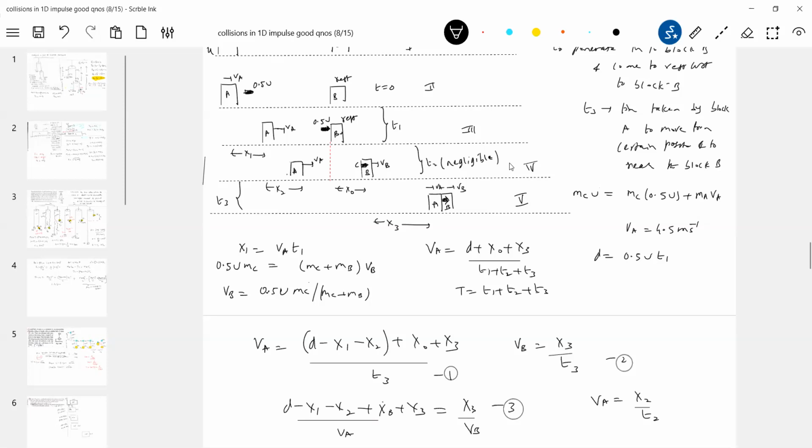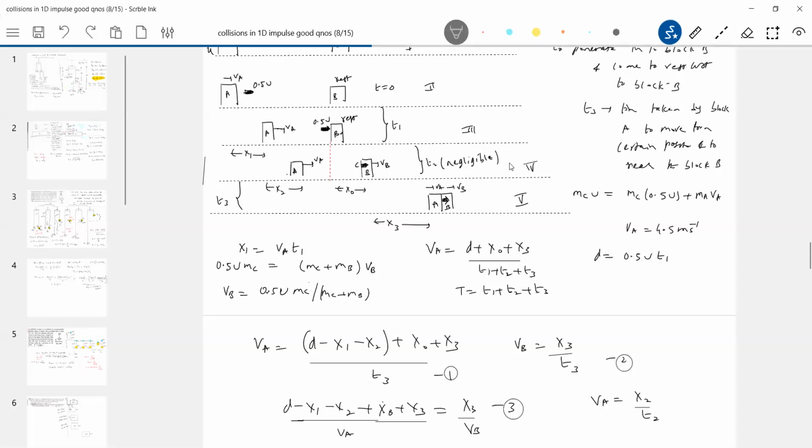So like this, looking at the diagrams, I'm writing what is VA. X2 is the distance covered by block A, so VA equal to X2 by T2, VB equal to this one. All these are equations I have. Now, these equation 3 are there. Known things are D, X1, VA, VB. X2, X0, and X3 are unknown. T2 is also unknown.